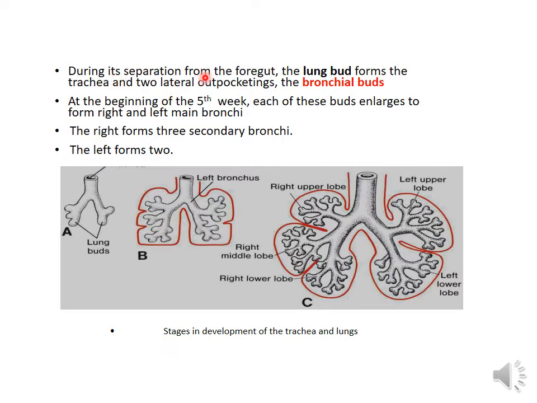During the separation from the foregut, the lung buds form the trachea and two lateral outpocketings, which are the bronchial buds. At the beginning of the 5th week, each of these buds enlarges to form right and left bronchi. You can see in this figure, these are the bronchi. This is the right one. It gives 3 branches, whereas the left one gives only 2.